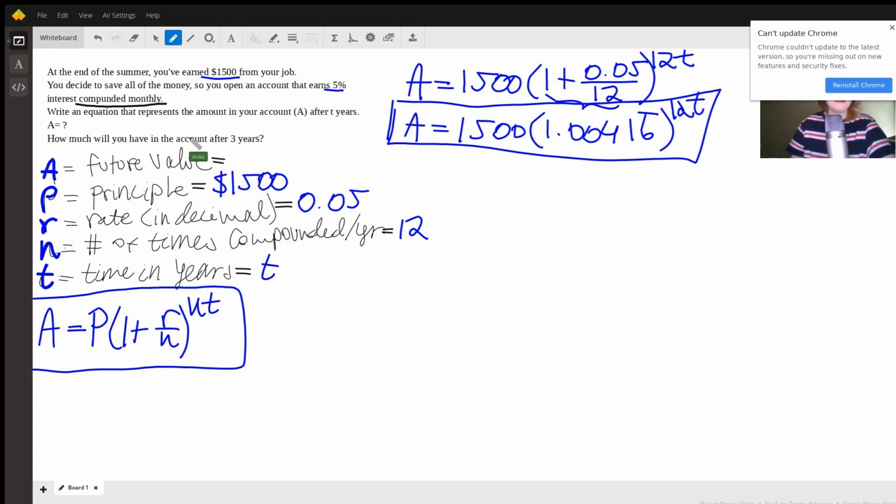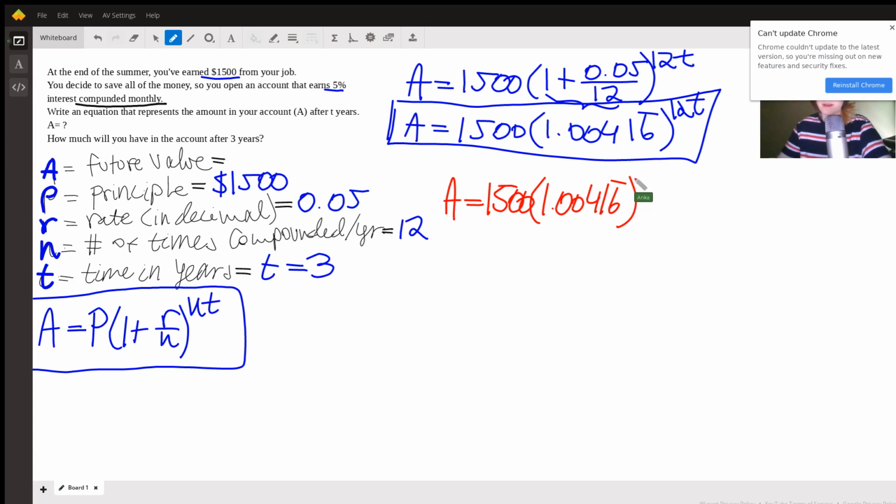The second part, it's telling you that your t is 3 years. So we can go ahead and put in 3 years for our time and essentially just use the same exact equation here. And instead of putting t up here, we can put 3. So I'll do this in a different color. We'll have A is equal to 1,500 times 1.00416 repeated to the power of 12 times 3. So the first step to start solving this would be to multiply out the exponent. So 12 times 3 is 36.